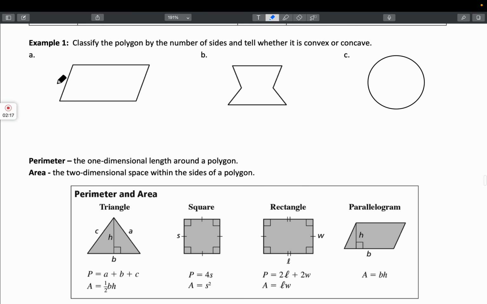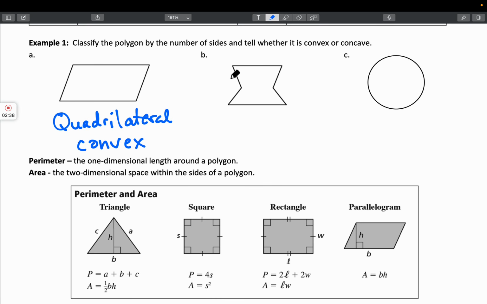First up, the number of sides is 4. So even though it looks like a rectangle or parallelogram, this is going to be classified as a quadrilateral. It has 4 sides. If we draw lines through those 4 sides, none of those lines are going to fall inside that quadrilateral. So we say that this is convex.